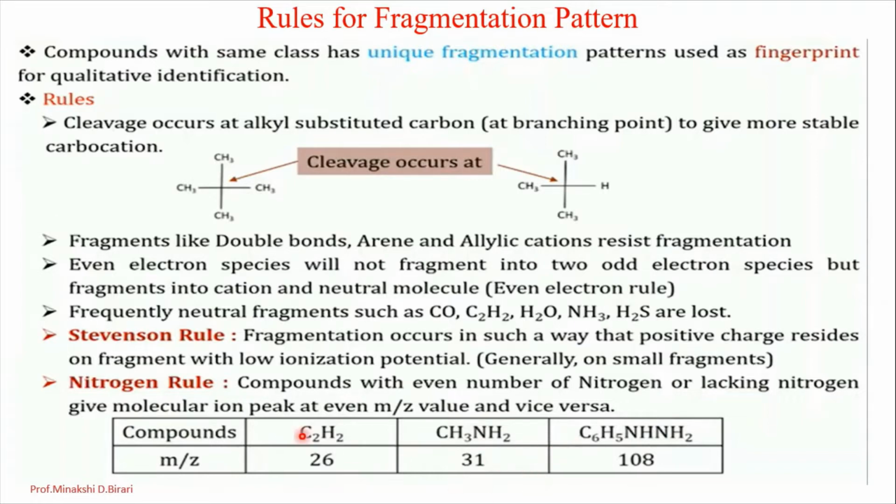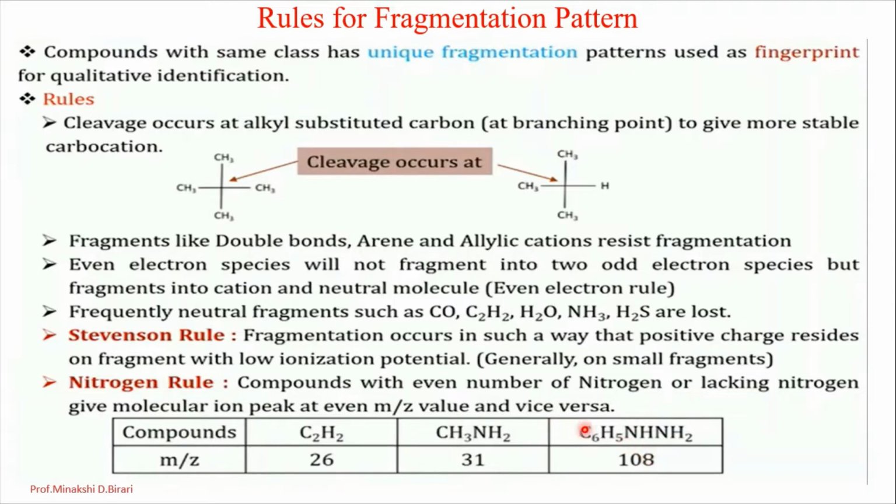So this can be explained by taking some examples like this. Here the compound C2H2, there is no nitrogen, having mass to charge value 26. Second example, methylamine CH3NH2, having one nitrogen, mass to charge value 31. And third example, phenylhydrazine C6H5NH2, having two nitrogens, mass to charge value 108.